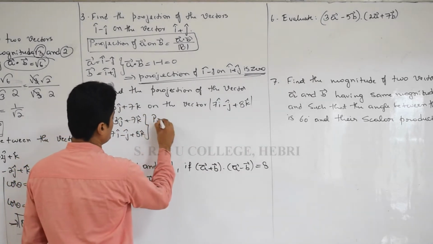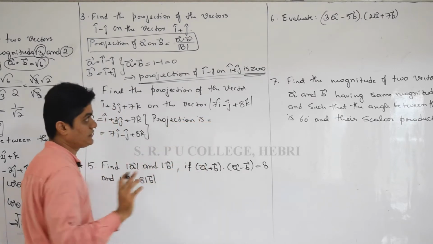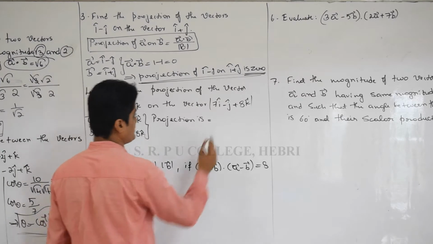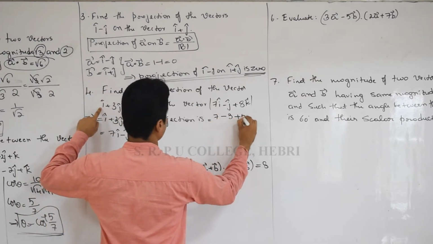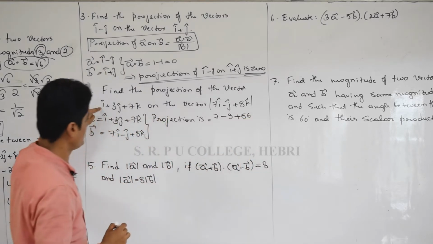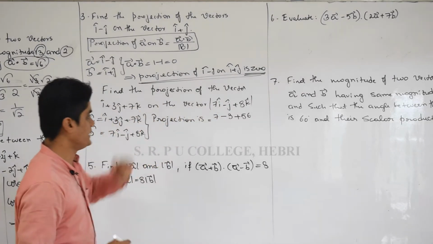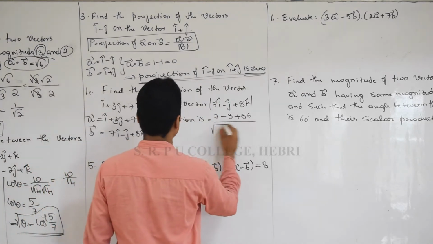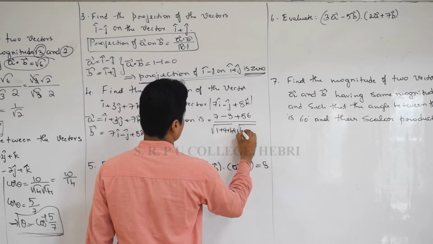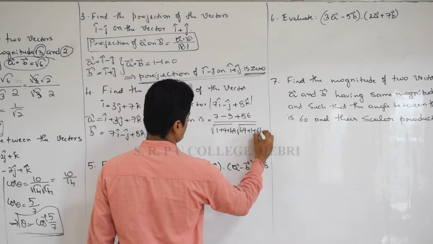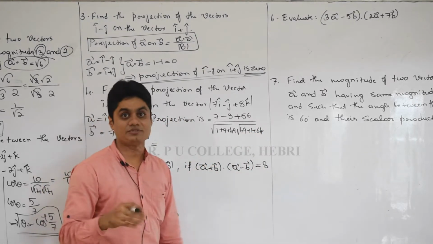So therefore the projection is a length. Remember, it cannot be a vector. It should always be a real number. Projection is, first take the dot product: 7 minus 3 plus 56. Correct? 1 into 7 plus 3 into minus 1, 7 into 8. Divided by their magnitude, root of 1 plus 9 plus 49, root of 49 plus 1 plus 64. So remember, it's a length, it cannot be a vector, it will not come in terms of i j k.